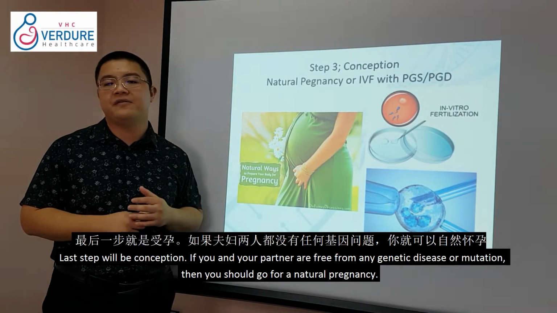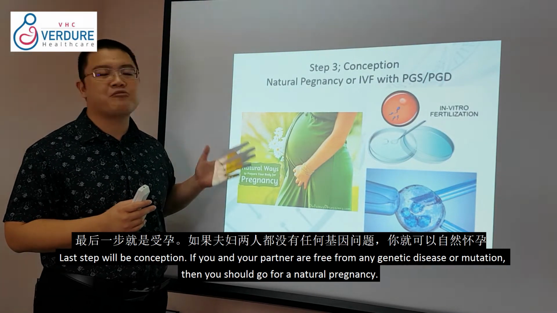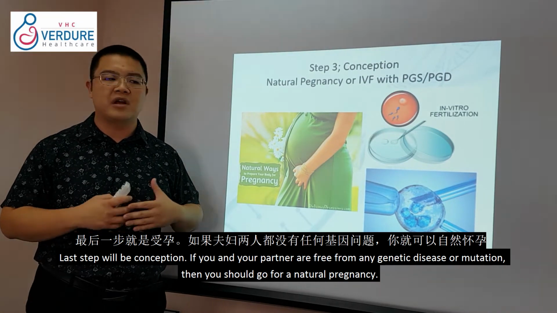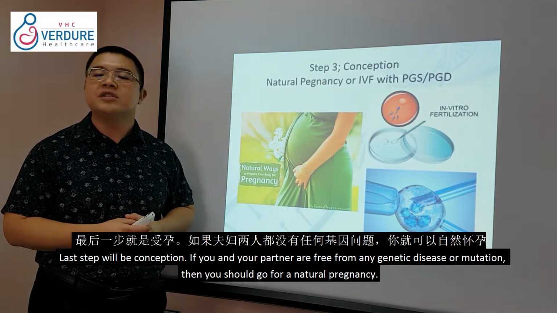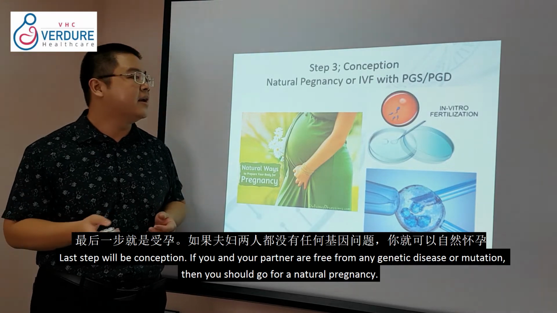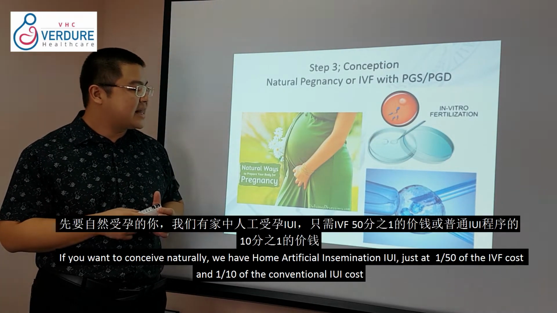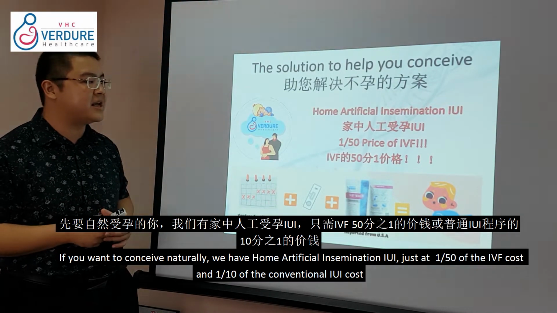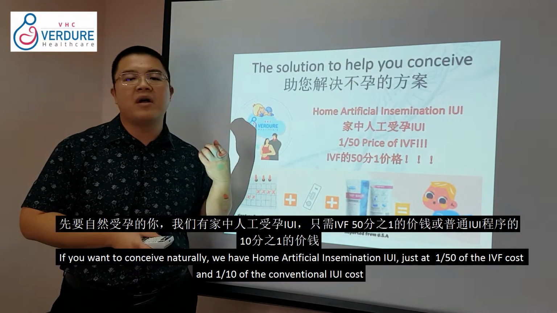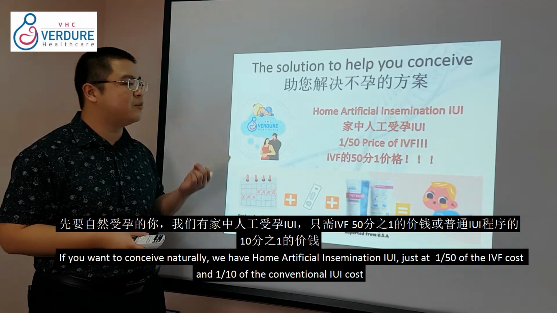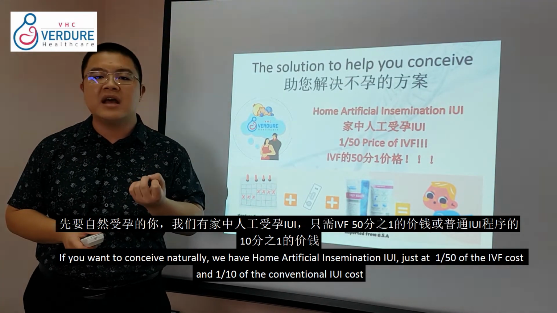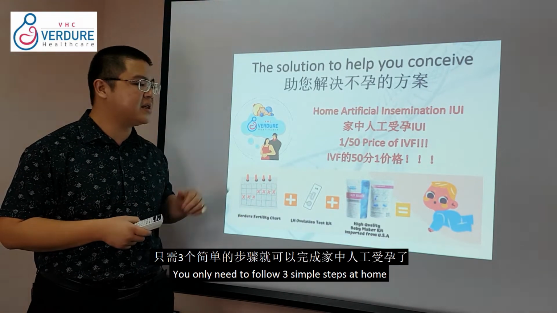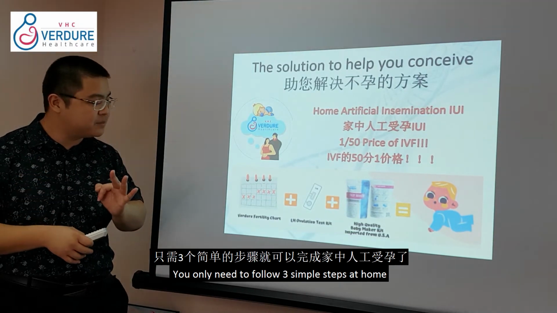Okay, so the third and very last step is conception, which is to get pregnant. If you don't have any mutations at all, if you're not carrying any lethal mutations, then you should get pregnant naturally. In that case, we have the home artificial insemination IUI, which is just 1/50th the price of IVF and 1/10th of the regular hospital-going, traditional IUI. You do this at home by following 3 very simple steps.